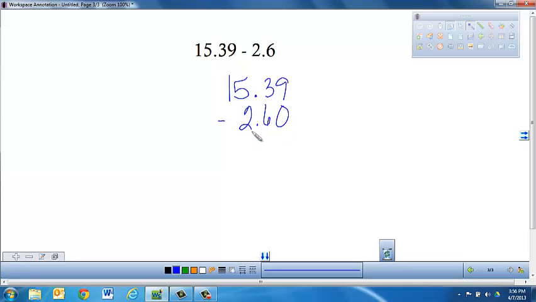I have to add 1 zero for one placeholder. Now I can go ahead and subtract. 9 minus 0 is 9. I can't take 3 away from 6, so I have to borrow. 13 minus 6 is 7. Here's my decimal, so I bring it straight down. 4 minus 2 is 2. 1 minus 0 is 1. My final answer is 12 and 70.